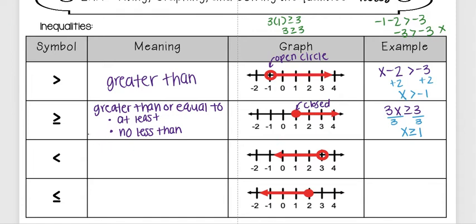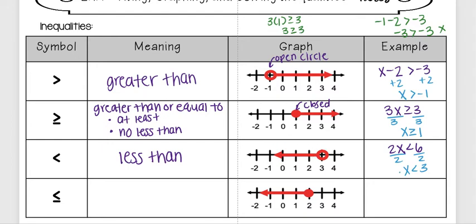Okay, and then this next one is less than. So again, when there's no line underneath it, that means I have an open circle. And so an example here would be 2x is less than 6. Well, when I divide by 2 on both sides, I get x is less than 3. And that would be the inequality that represents this graph here.